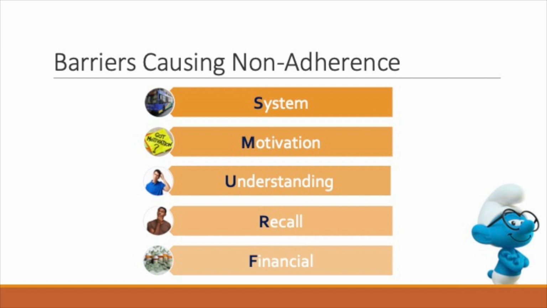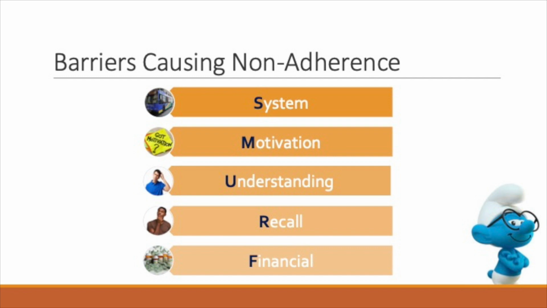The second one is motivation. So maybe they don't know the importance or the benefits of taking their medications, or they worry about side effects. And the third one is understanding. So they don't know how to use a medication device, such as a blood pressure monitor or a blood sugar meter. And they might not know what the medication does or understand what diabetes or hypertension mean. So why would they take a medication for something that they might not feel any symptoms for? Unable to read label or information is another barrier for understanding.